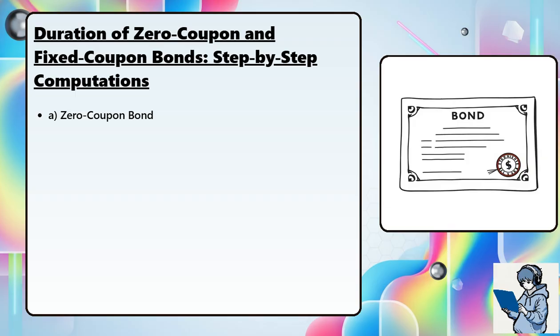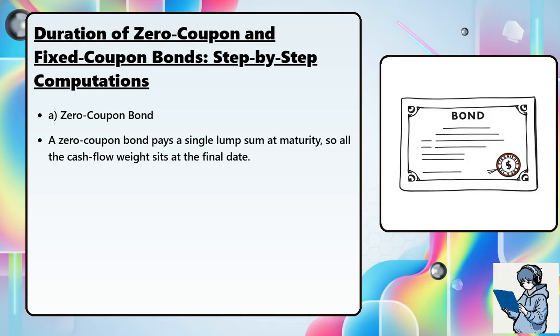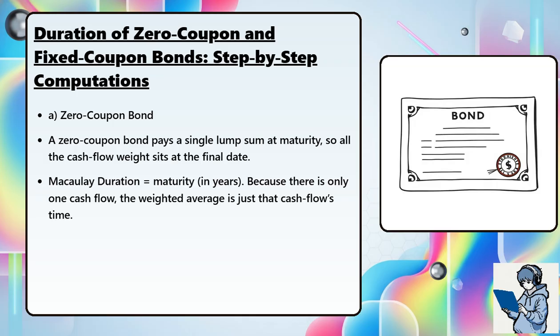A zero-coupon bond. A zero-coupon bond pays a single lump sum at maturity, so all the cash flow weight sits at the final date. Macaulay duration equals maturity in years. Because there is only one cash flow, the weighted average is just that cash flow's time. Modified duration equals maturity divided by 1 plus y.